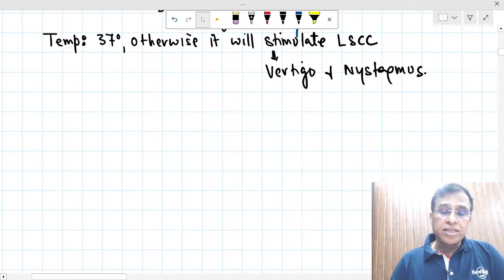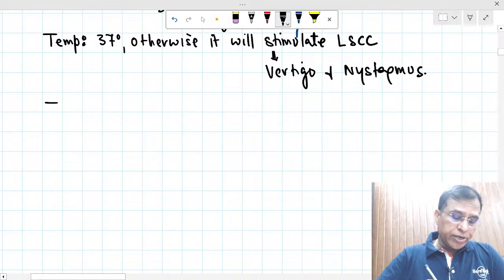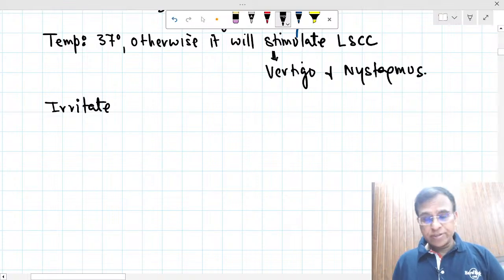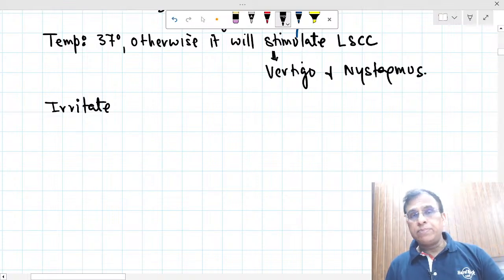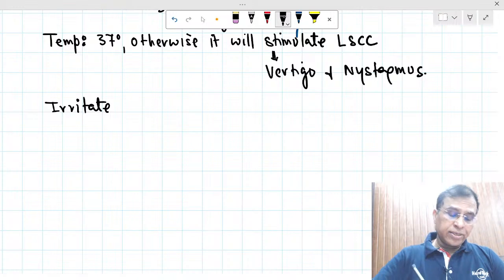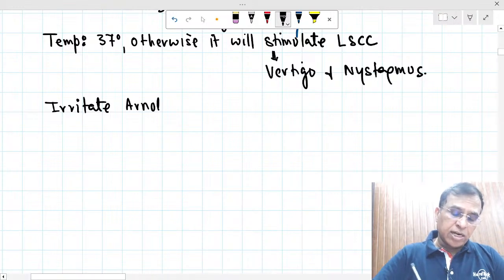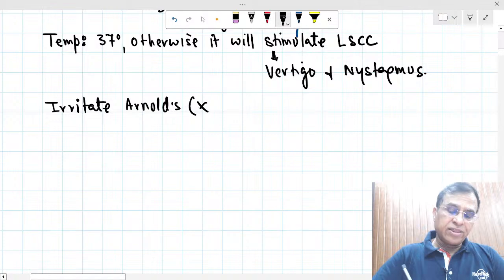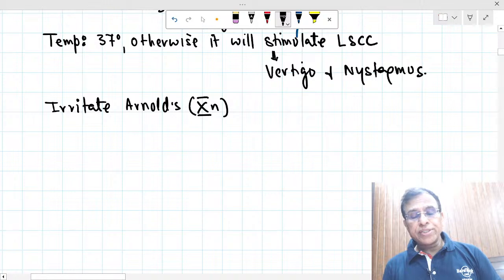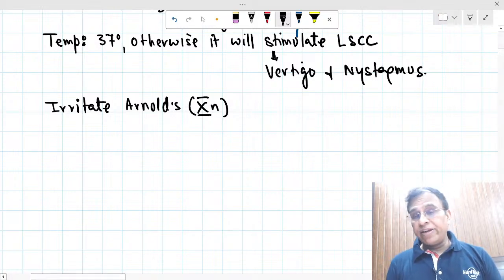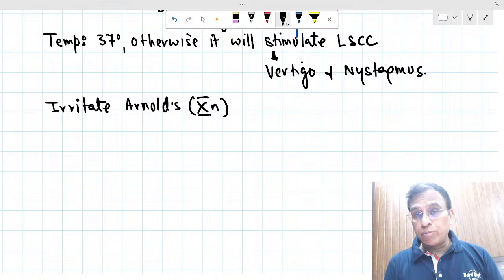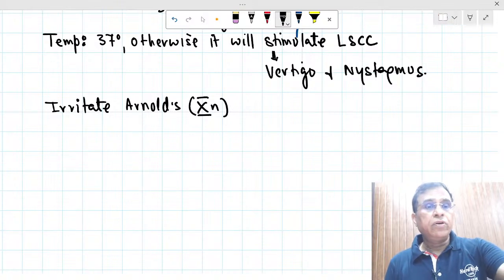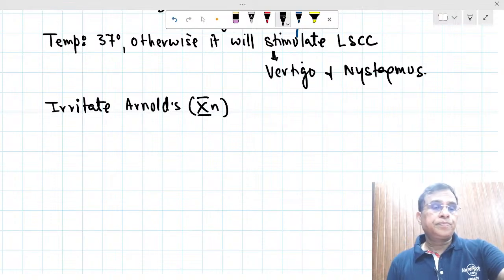Now the second thing that syringing can do, it can also irritate the nerves in the canal. Now the canal has 5 nerves. I will tell you the names in a little while, but if Arnold's gets stimulated, one of the nerves in the canal is Arnold's, which is a branch of the 10th nerve, vagus, then there is a problem. Because Arnold's is a branch of vagus, and vagus is the longest cranial nerve in the human body. We all know this.